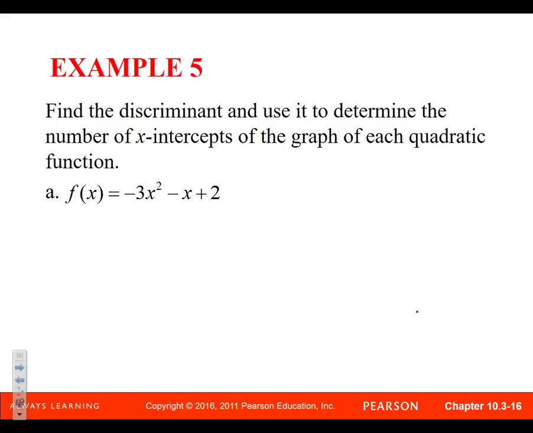Remember the quadratic. Remember the quadratic formula? It's inside the number. That's the discriminant.